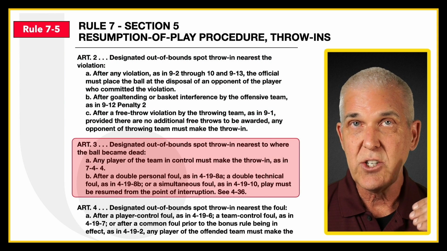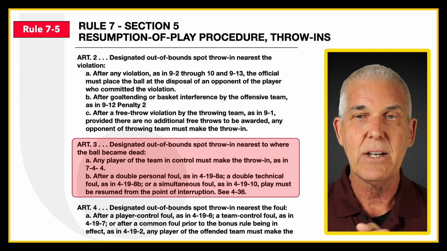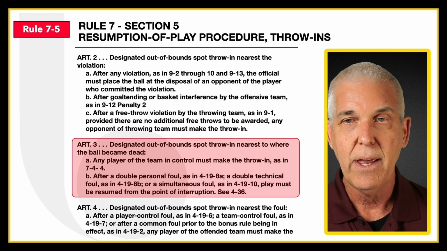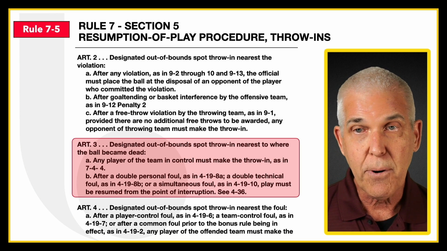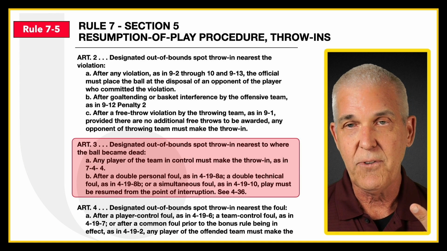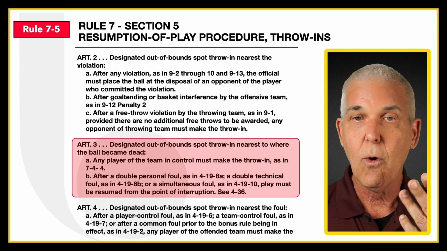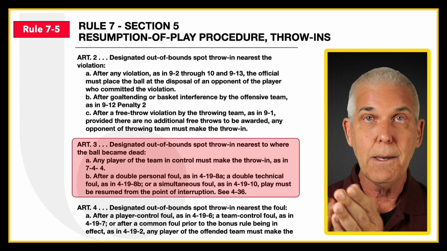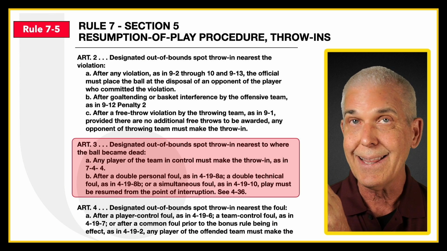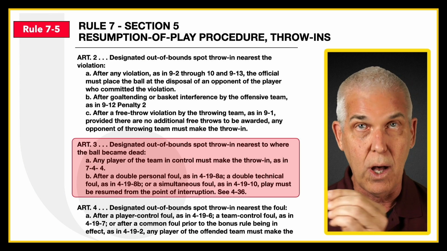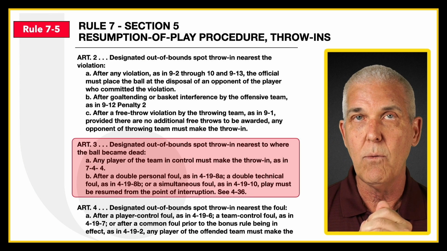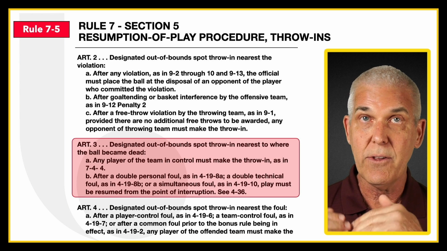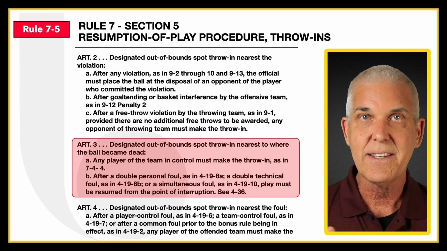Article 3 addresses a situation where we're going to have a designated out-of-bounds throw-in nearest to where the ball became dead, in a situation after a double personal foul, after a double technical foul, a simultaneous foul, or when play must be resumed at the point of interruption. So we've had a double foul. The designated spot will be at the spot nearest to where the ball was when the foul occurred. If we have an inadvertent whistle, we're going to have a designated spot nearest to where the ball was at the time of the whistle.